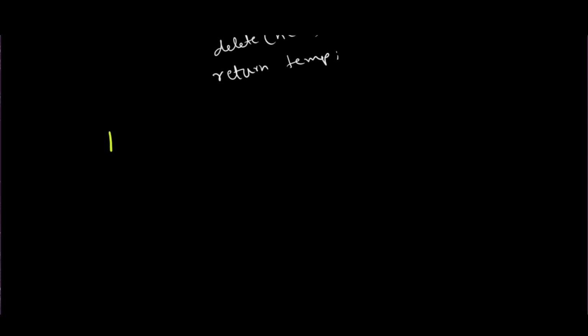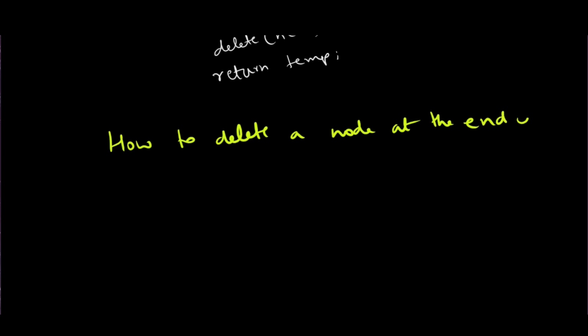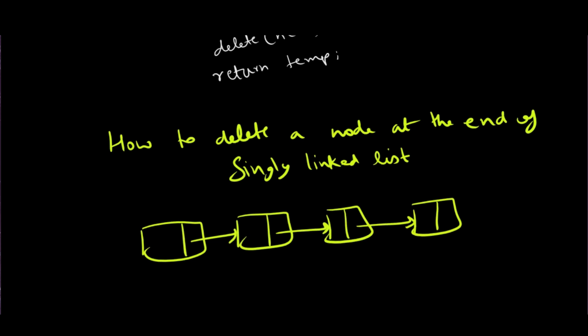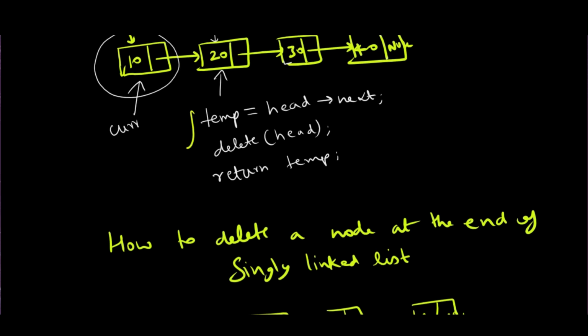How to delete a node at the end of a singly linked list. Let's make a node list, and its next will be null: 10, 20, 30, and 40. The code for deleting from the front is this much only.